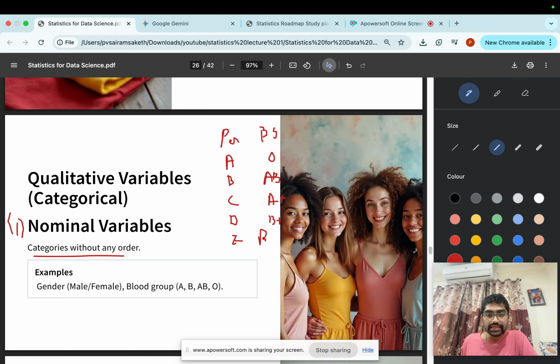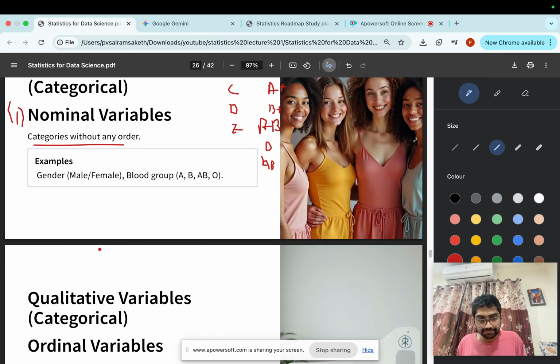So here, if you see, the data which we have is not in proper order. Depending upon the person, the blood group depends. So there is no proper order. If the person gets O, if the next person gets AB, there is no sequential or fixed order. Similarly with gender also. The person can be male, can be female. Male comes, female comes, again female comes, again male comes. There is no fixed order. This is called a nominal variable.